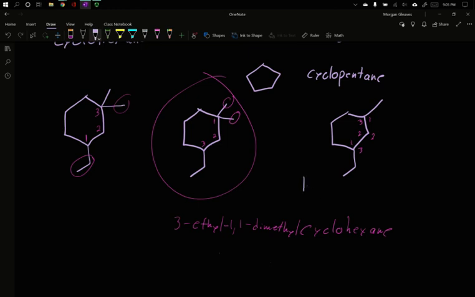So this is a 1-ethyl, 3-methyl cyclohexane. So, some of the oddities that come up for ring systems.